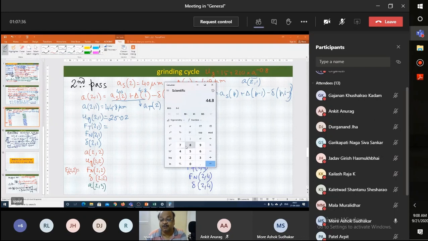44.8 to the power minus 0.8 equals something. No, it is not working. So how do you do that? 44.8 to the power should come here, to the power minus 0.8, is equal to this into 210 plus 15.